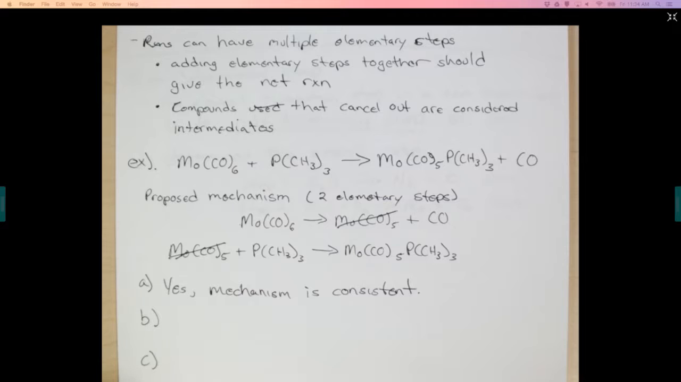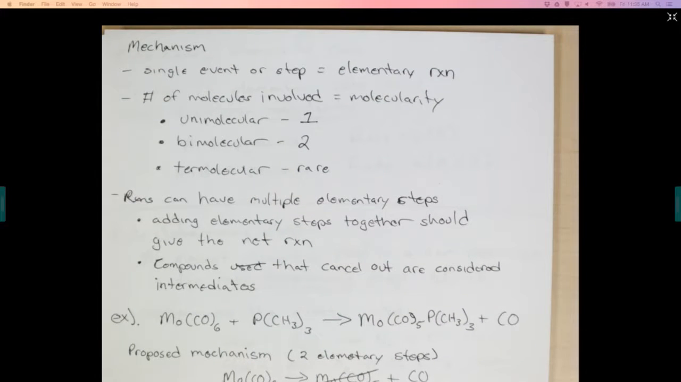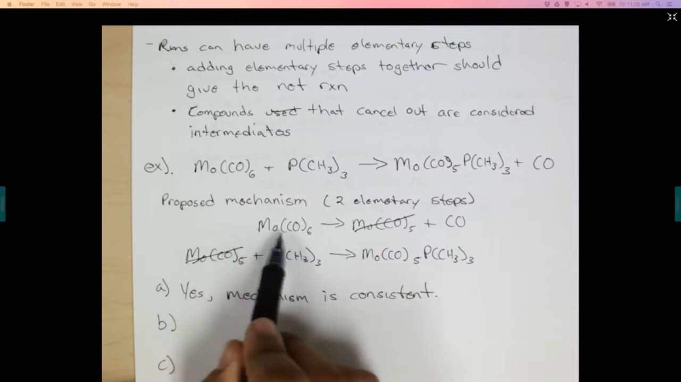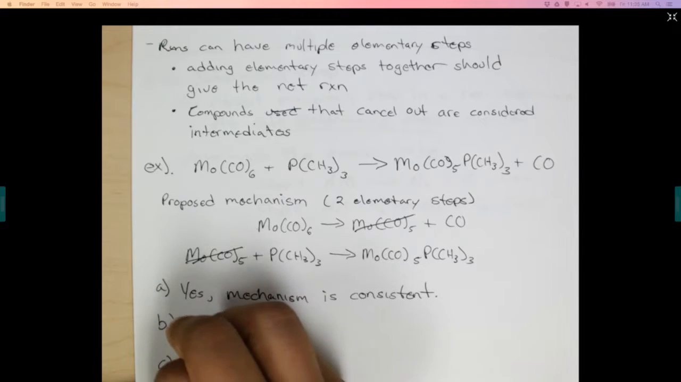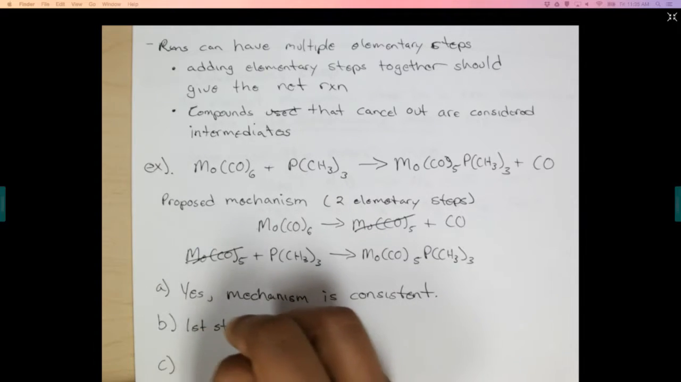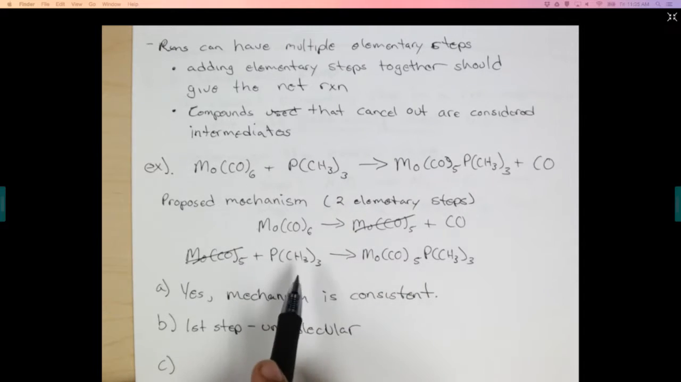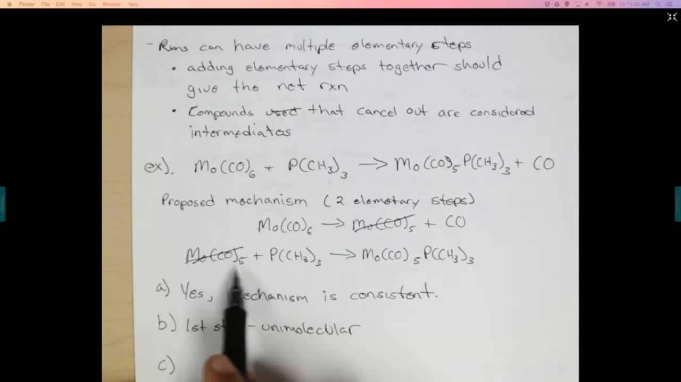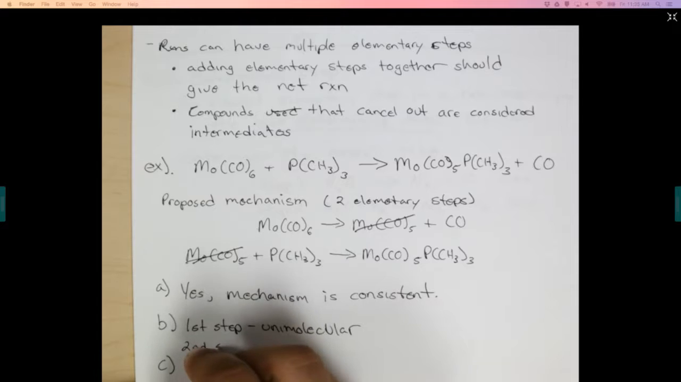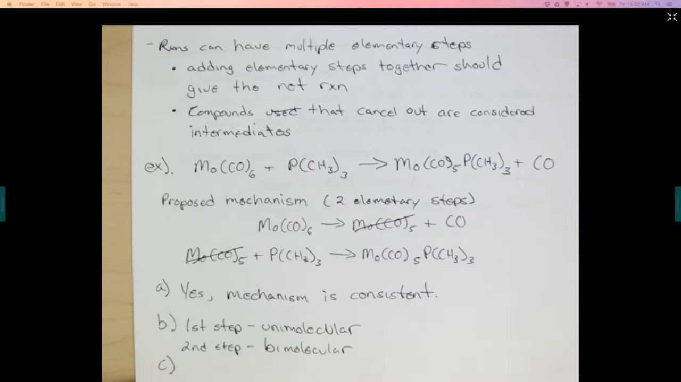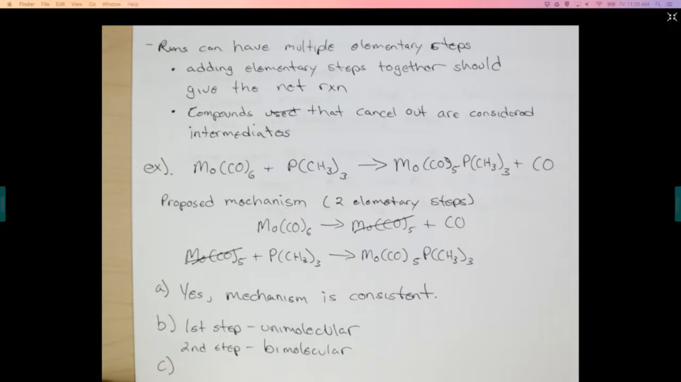Okay, question B asks us, what is the molecularity of each step? Remember, the molecularity is the number of molecules involved in the particular step. And we see in this first elementary step, molecularity is 1, or unimolecular. And in this second elementary step, we see we have 2. So the second step is bimolecular. That answers that question.